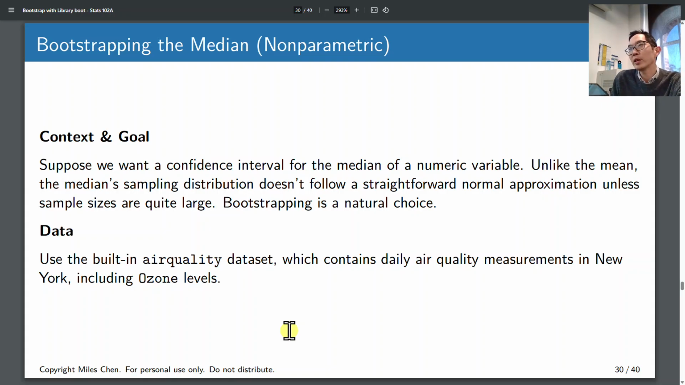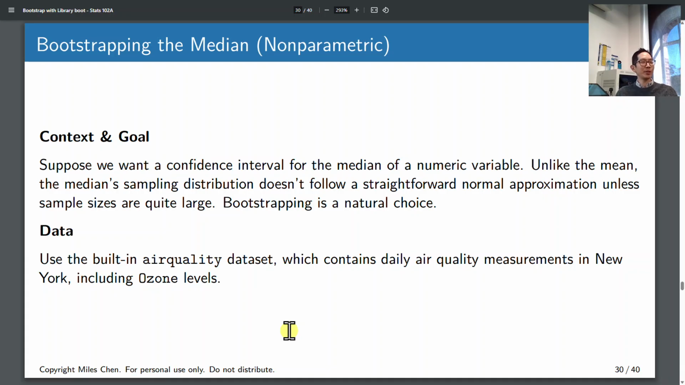And so here we'll just do a couple more examples of bootstrap using library boot. Here I want to do a bootstrap of the median. Okay, so let's say we want a confidence interval for the median of a numeric variable. There isn't a nice straightforward value we use for the sampling distribution for the median. It's actually kind of tougher.